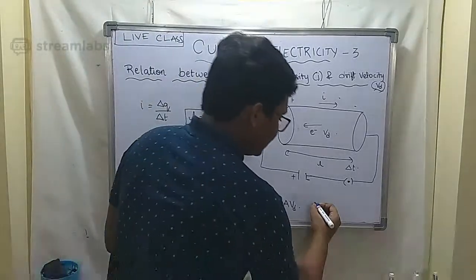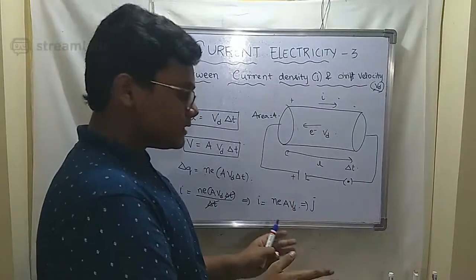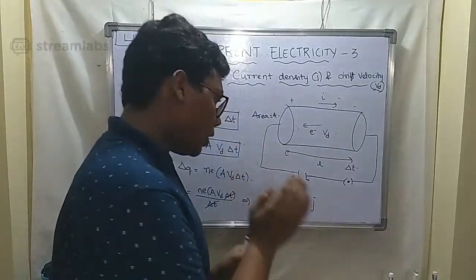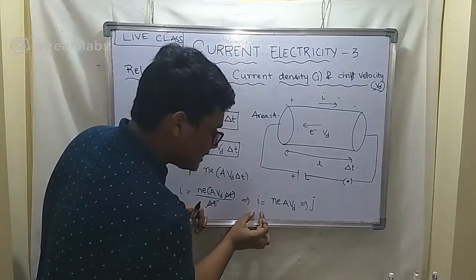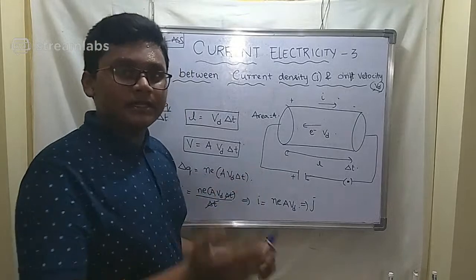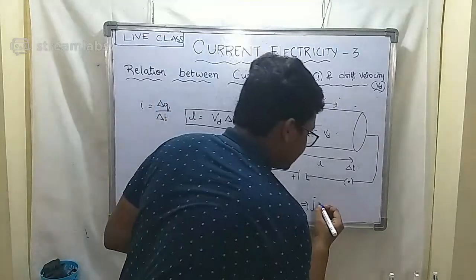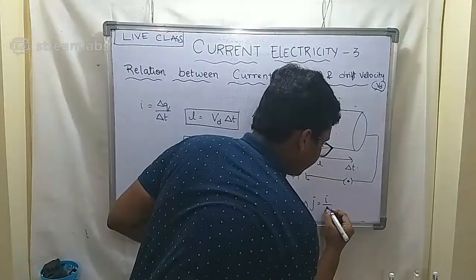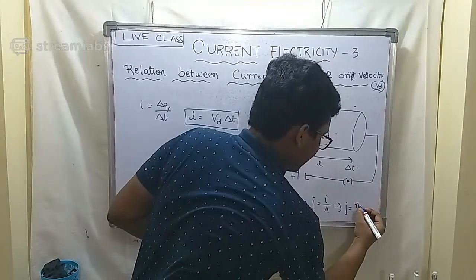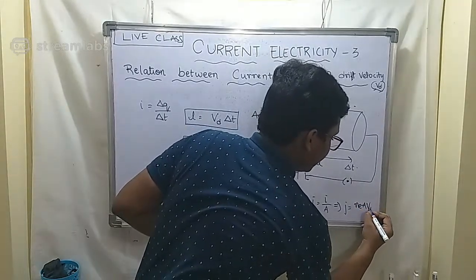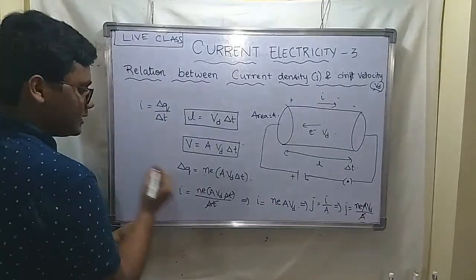Also, the main one we'll get now is J. How will we get this J? J is equal to I by A. This A, if we transfer it from here to here, then I by A is equal to J, and J is equal to NeVd. Or else J is equal to I by A, so J is equal to NeAVd by A.